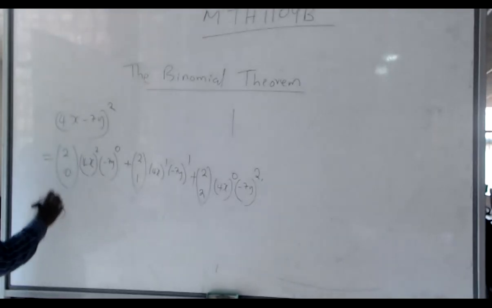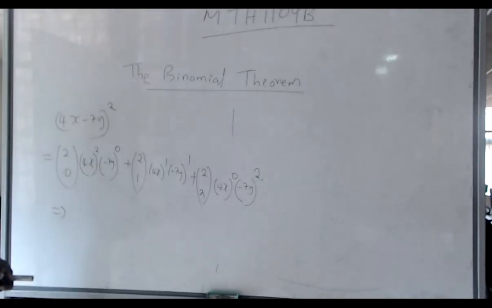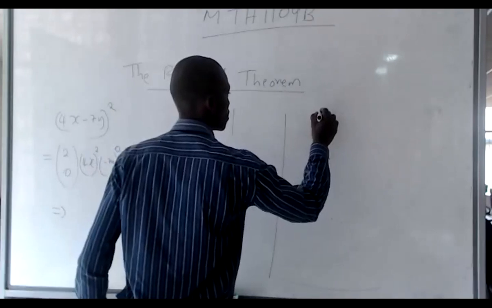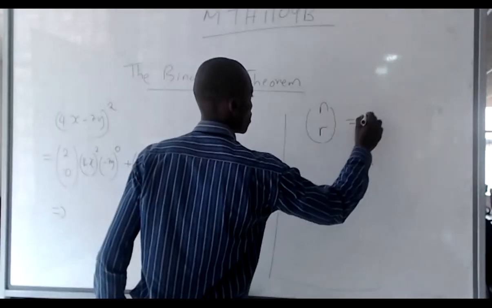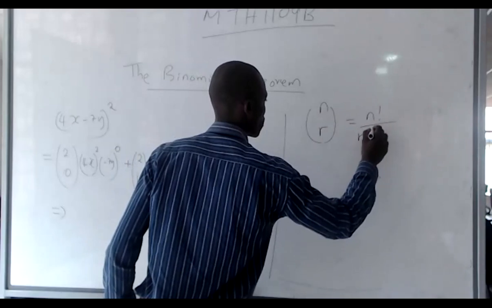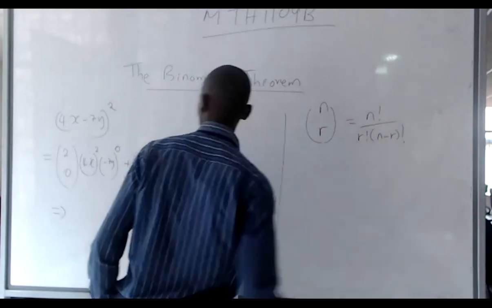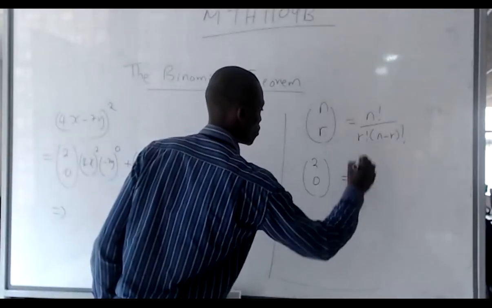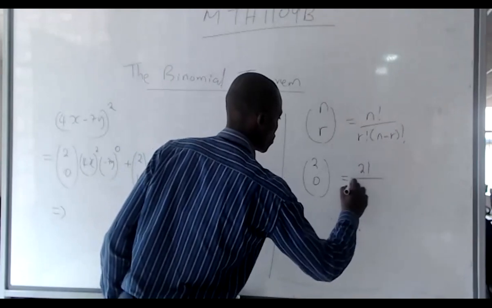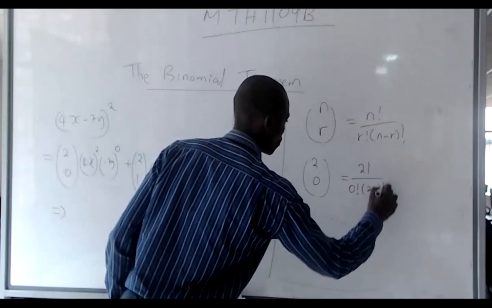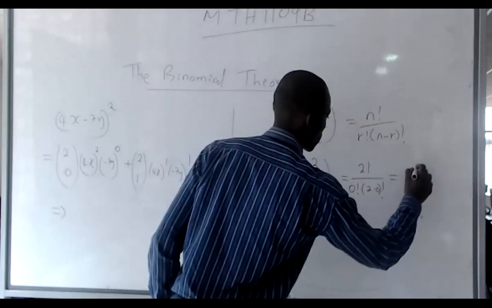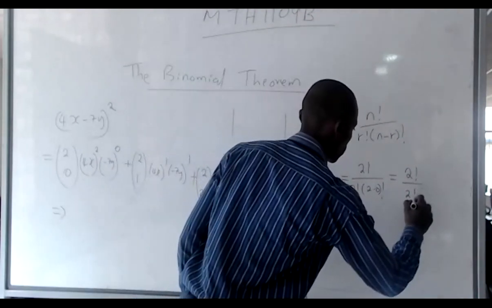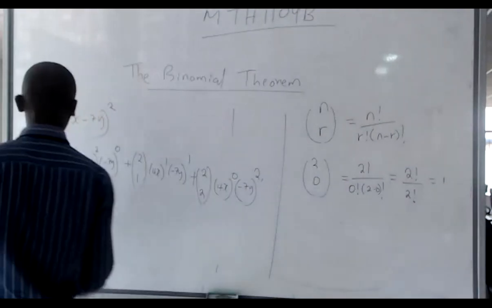So let's see. What's 2 combination 0? You must remember this: n combination r is n factorial divided by r factorial times (n − r) factorial. So when you have 2 combination 0, same definition, 2 factorial divided by 0 factorial times (2 − 0) factorial. Well, this is just 2 factorial divided by 0 factorial, which is 1, times 2 factorial, which gives you 1. So this guy is 1.